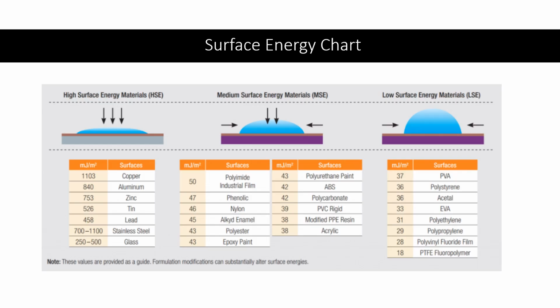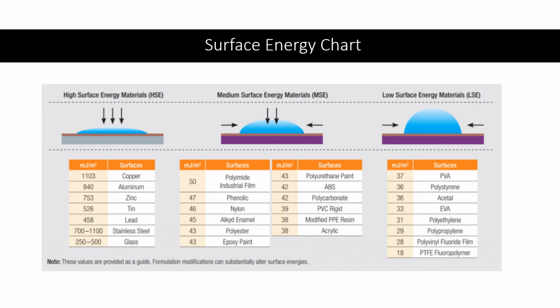Here are some examples of surface energy. This is our surface energy chart, which I actually pulled from 3M's website. So high surface energy materials, like I said, typically metals, natural materials, and glass. So you have your copper, aluminum, zinc, tin, lead, stainless steel, glass. Mill finish aluminum is a very big substrate that we work with in our industry, and it's very advantageous to tapes and adhesives to wet out on. It has a very high surface energy.